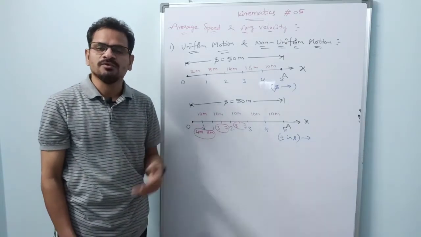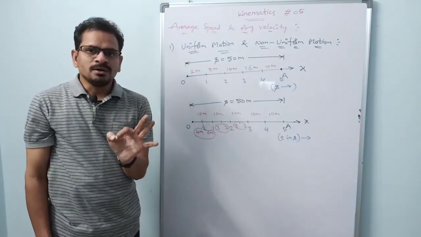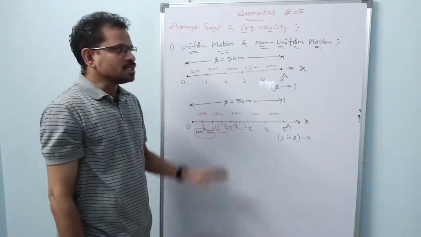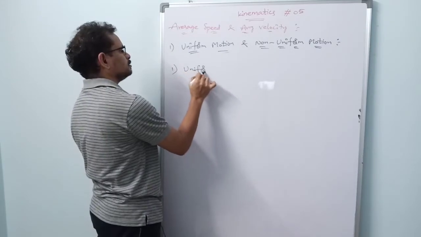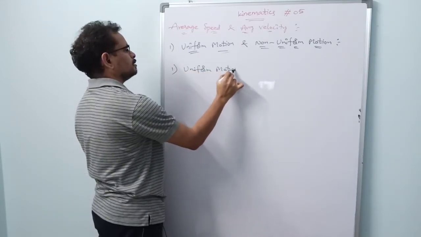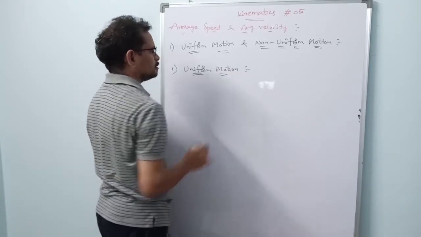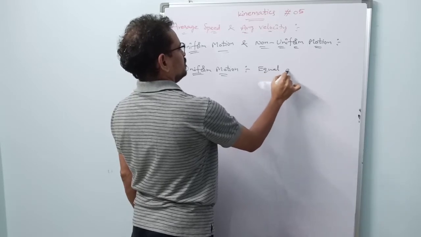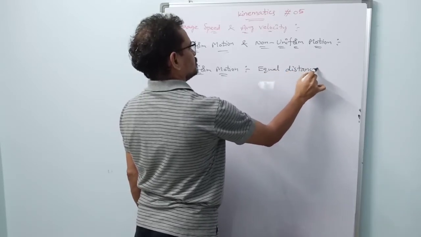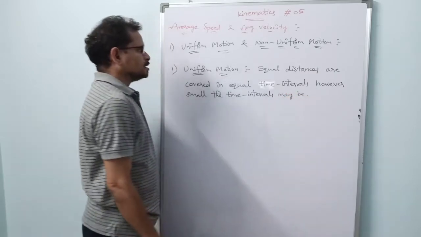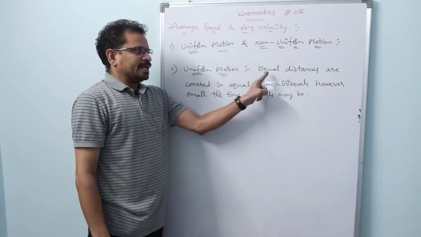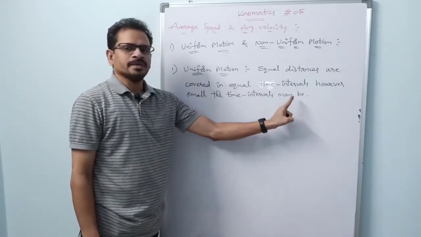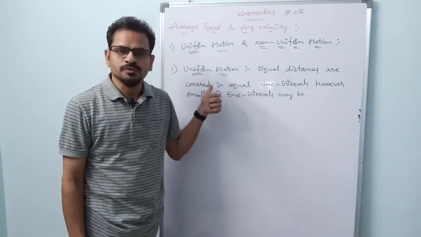That's why we have to include the words "however small the time intervals may be." We should include that. So what is the definition of uniform motion? Equal distances are covered in equal time intervals, however small the time intervals may be, then such type of motion is called uniform motion.